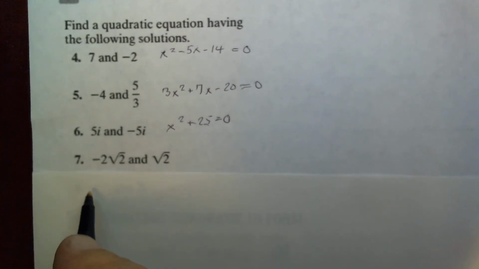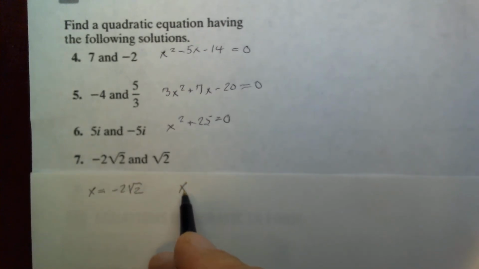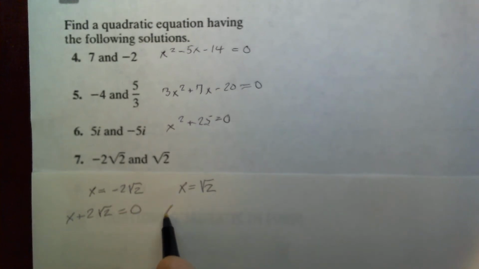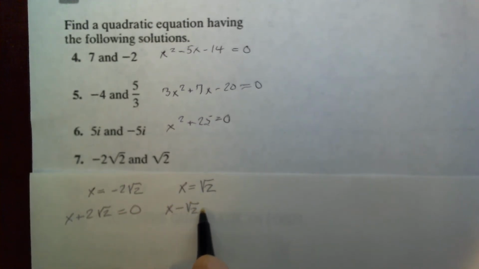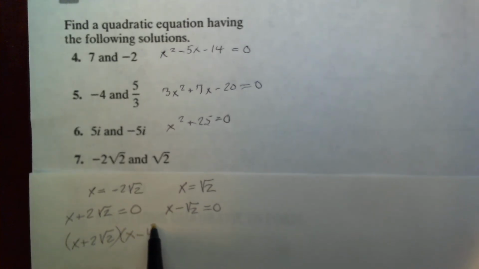As number 7, we have x equals minus 2 times the square root of 2, and for the other solution, x equals the square root of 2. So that means we have x plus 2 times the square root of 2 equals 0, and x minus the square root of 2 equals 0. Multiplying these two factors gives us x plus 2 times the square root of 2 times x minus the square root of 2 equals 0.